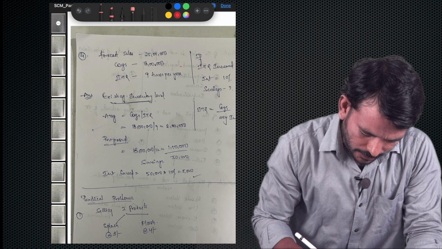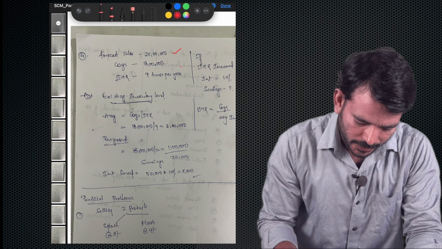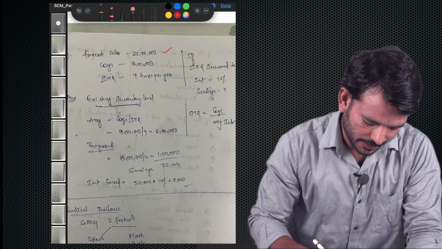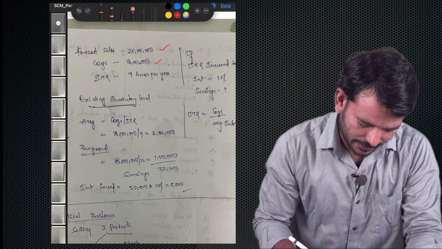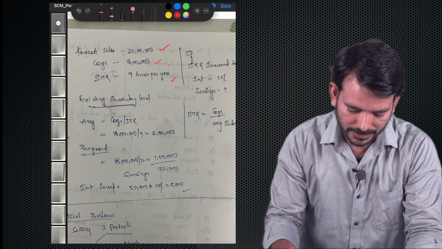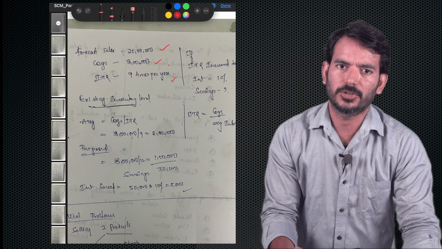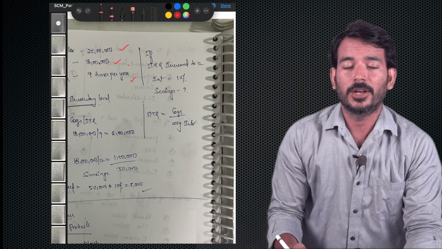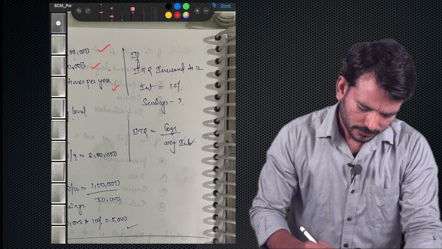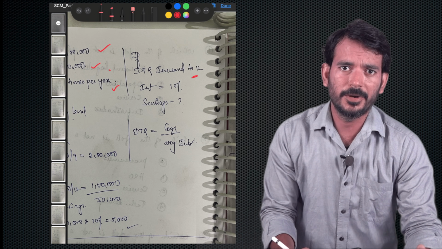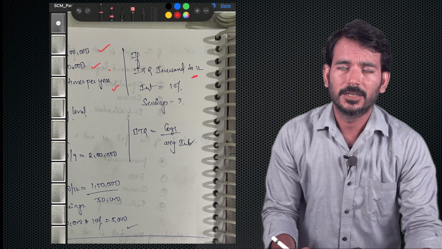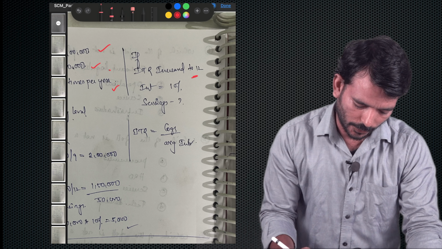So there is a company forecasting their sales to be 25 lakhs for the upcoming year, and their COGS is 18 lakh. Which means that the inventory turnover ratio is 9 times. They are getting one proposal: to increase the inventory turnover ratio to 12. At the moment, the inventory turnover ratio is 9. They want to increase it to 12.